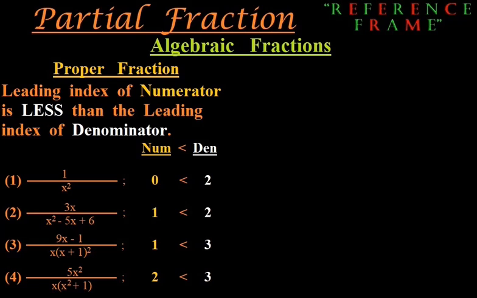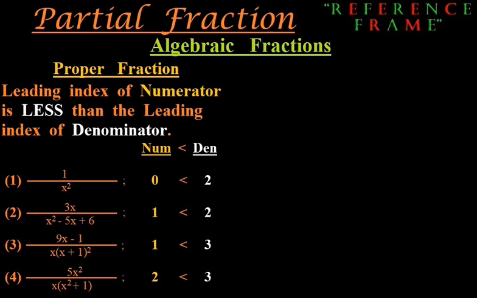Go for the second one. In the second one, 3x divided by x^2 - 5x + 6. In the numerator, the highest index of x is 1, but in the denominator 2. So 1 is less than 2, definitely a proper fraction. Go for the third, 9x divided by x into (x + 1) whole square. If we expand the denominator, we have x into (x^2 + 2x + 1) by the expansion formula. Now if we multiply them, we have x^3 + 2x^2 + x. That means here in the numerator the highest index of x is 1, but in the denominator it is 3.